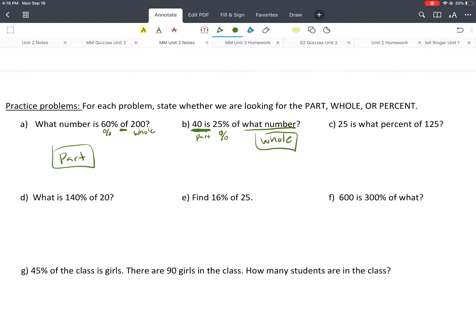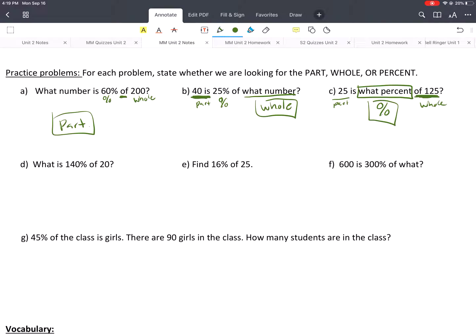Okay, 25 is what percent of 125? Well, we're trying to find what percent, so obviously that's going to be our percentage. Okay, and again, we could look at "of", that's our whole, and this would be our part.